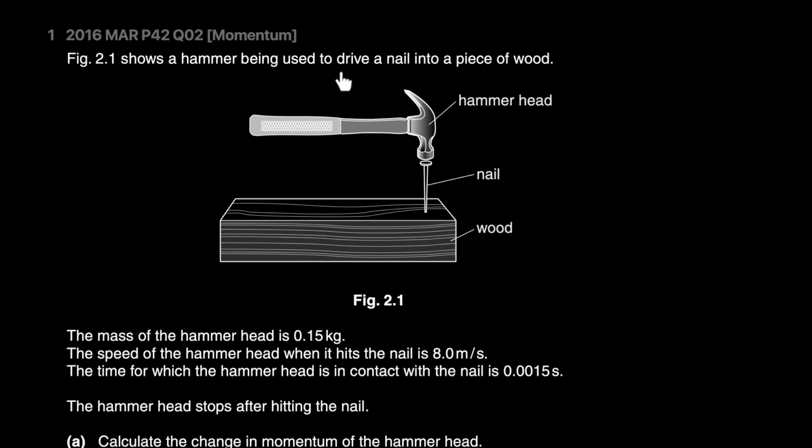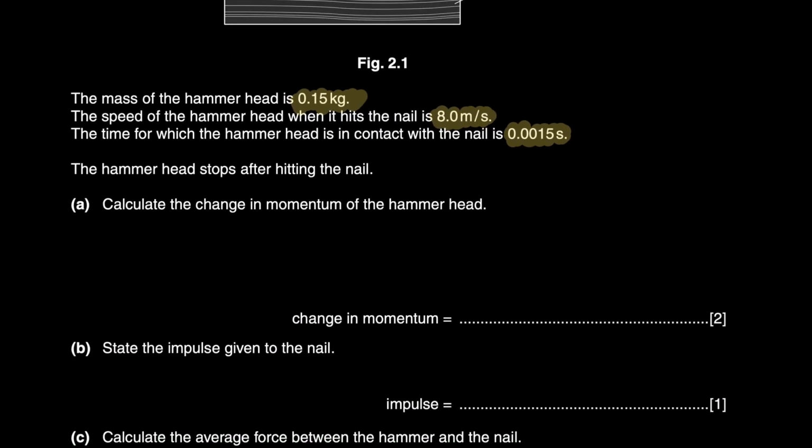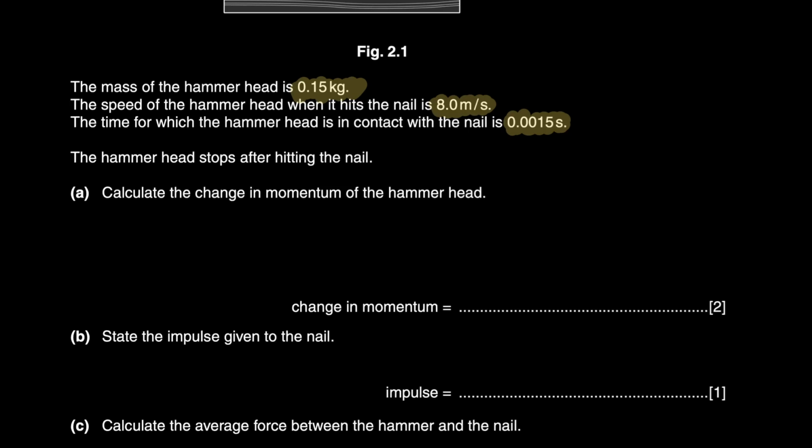A hammer is being used to drive a nail into a piece of wood. The mass is 0.15 kilograms. The speed when it hits is 8. And the time for the hammer's head to stay in contact is this much. Looks like an impulse question already. A little more down. Okay. So the hammer's head stops after hitting. So it's moving, then it's not. Calculate the change in momentum.